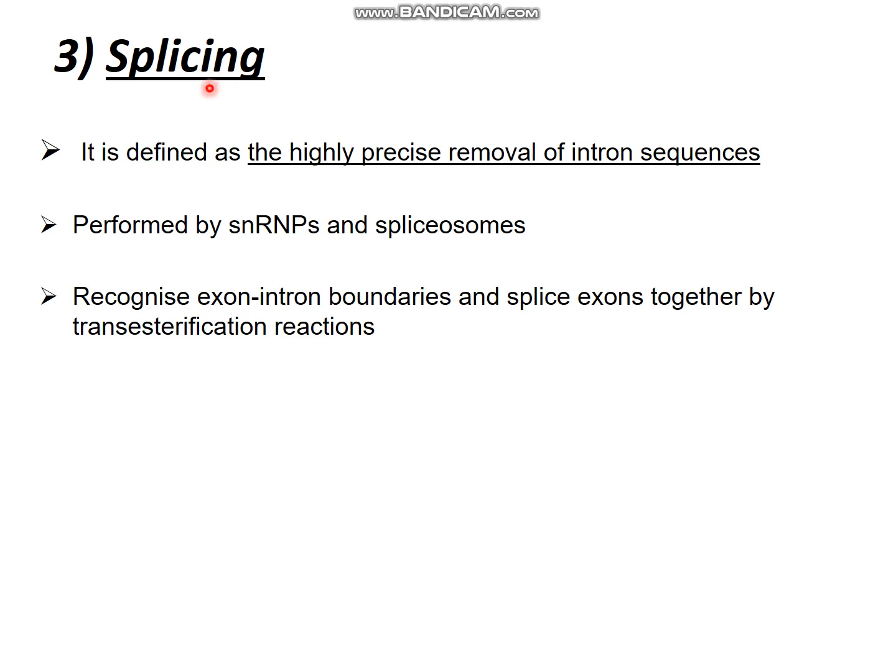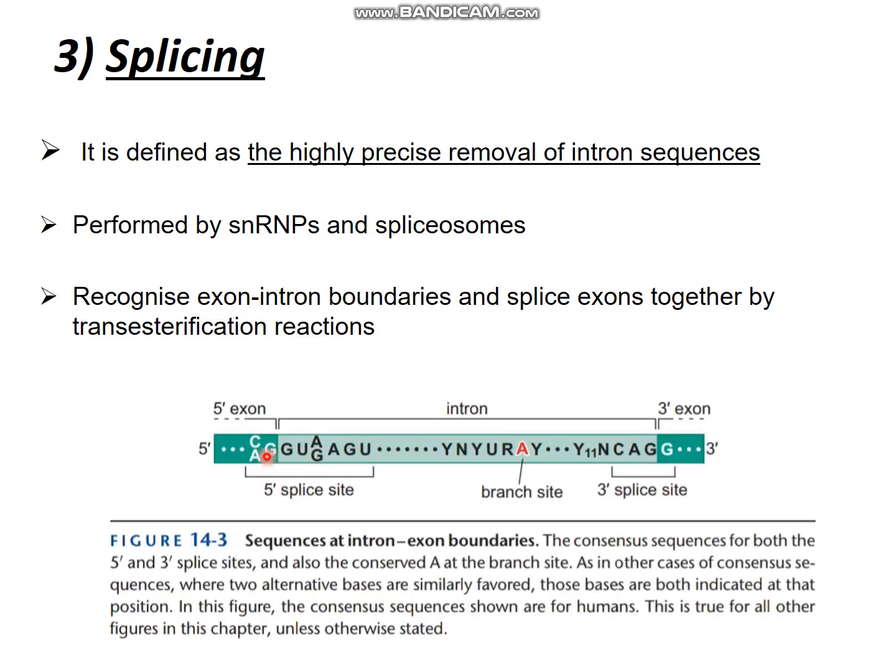Therefore, we can say that splicing is defined as the highly precise removal of intron sequences, which is performed by snRNPs and the spliceosome. They recognize specific exon-intron boundaries and splice exons together by the transesterification reaction. So this is your 5' exon and this is your 3' exon. Between the two exons, there is an intron sequence which has an A, that is an adenosine branch site, which is important for the transesterification reaction so that this intron sequence could be removed or spliced.